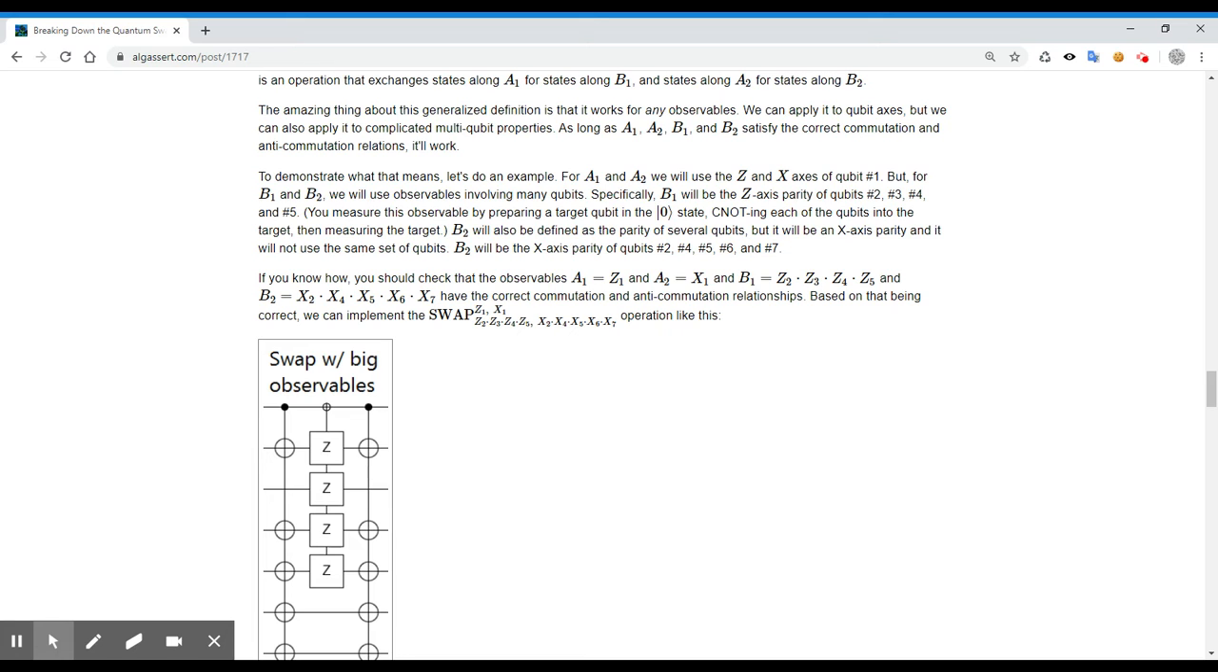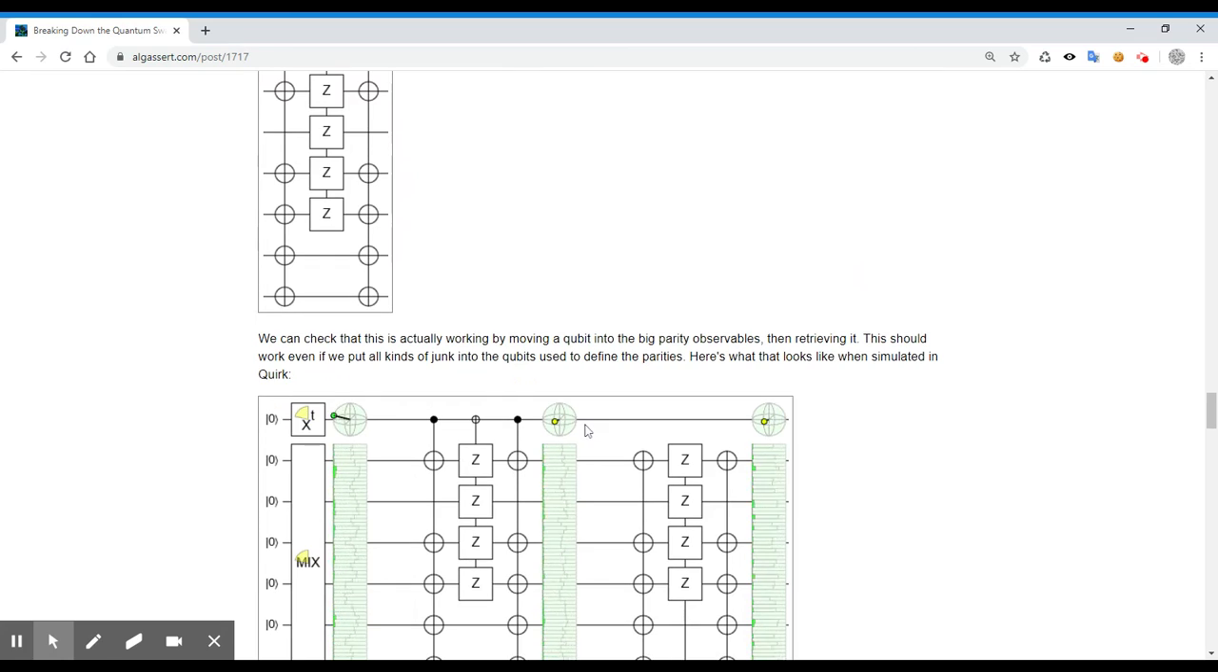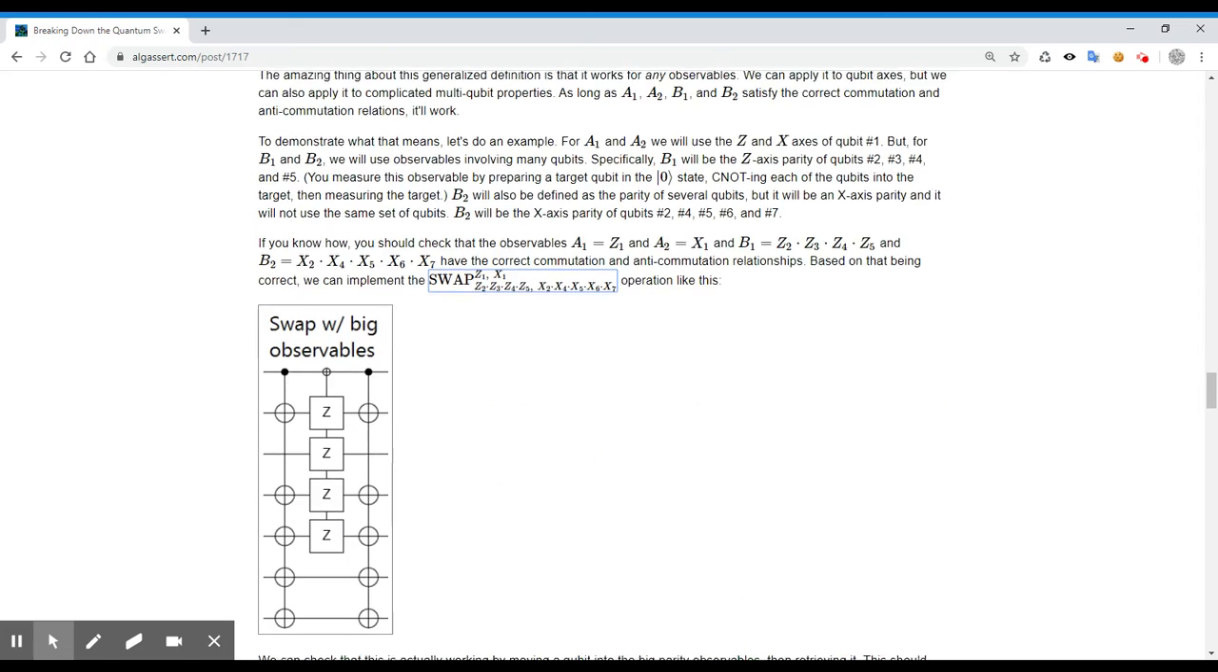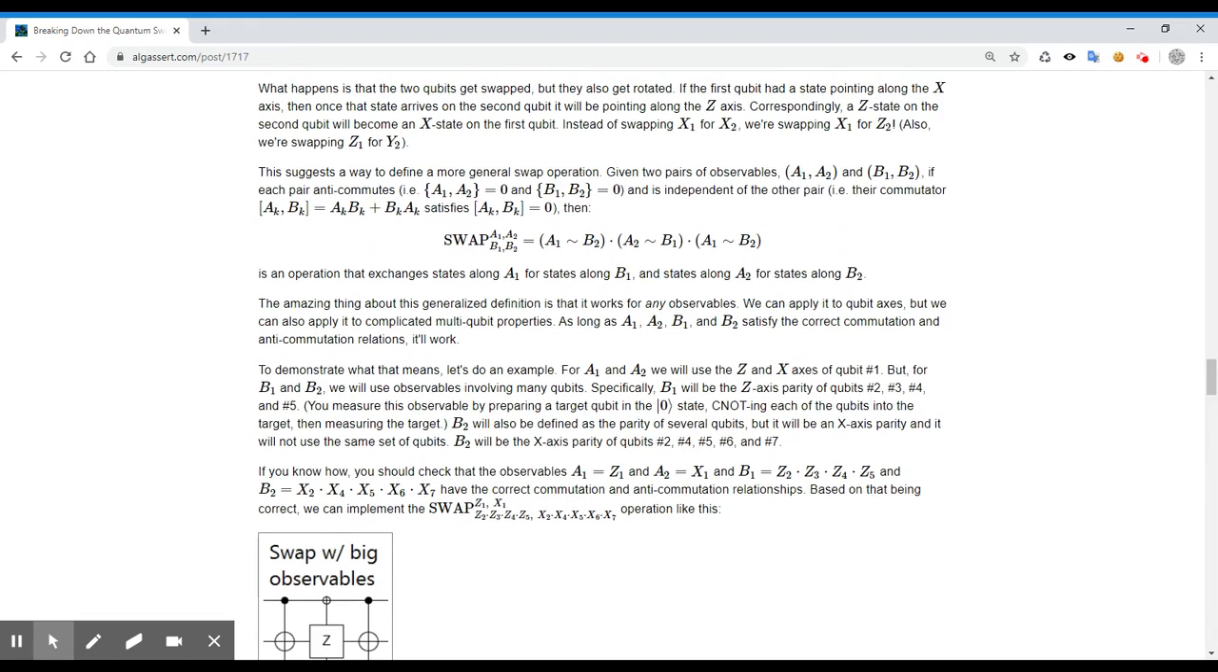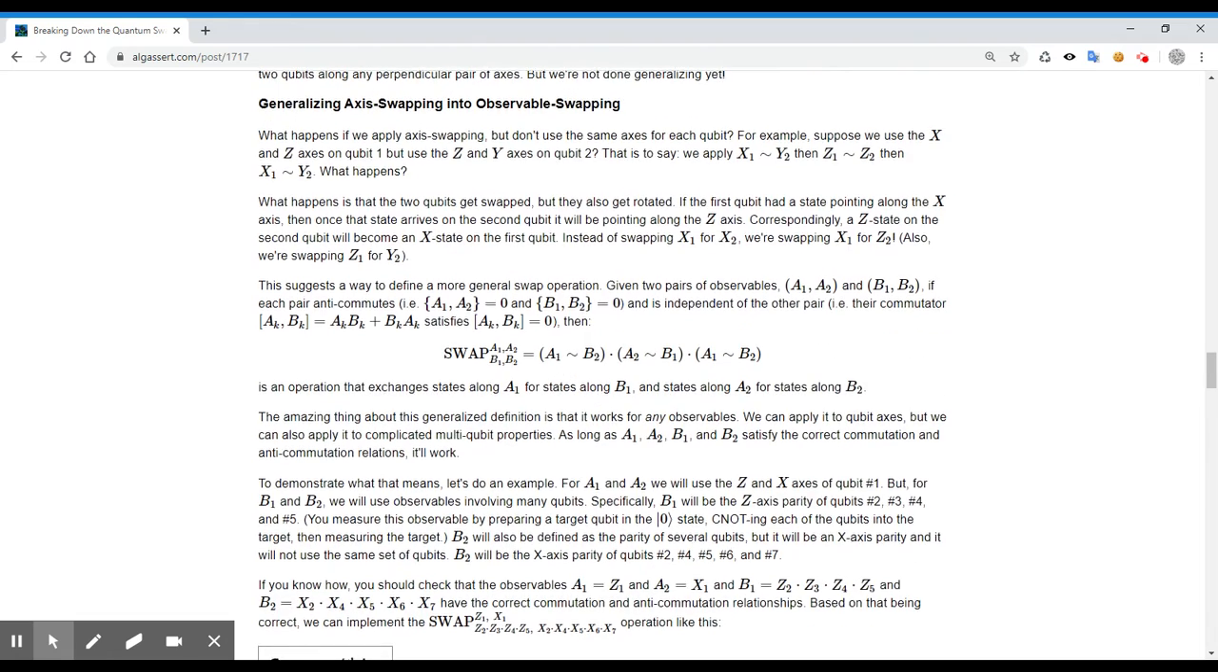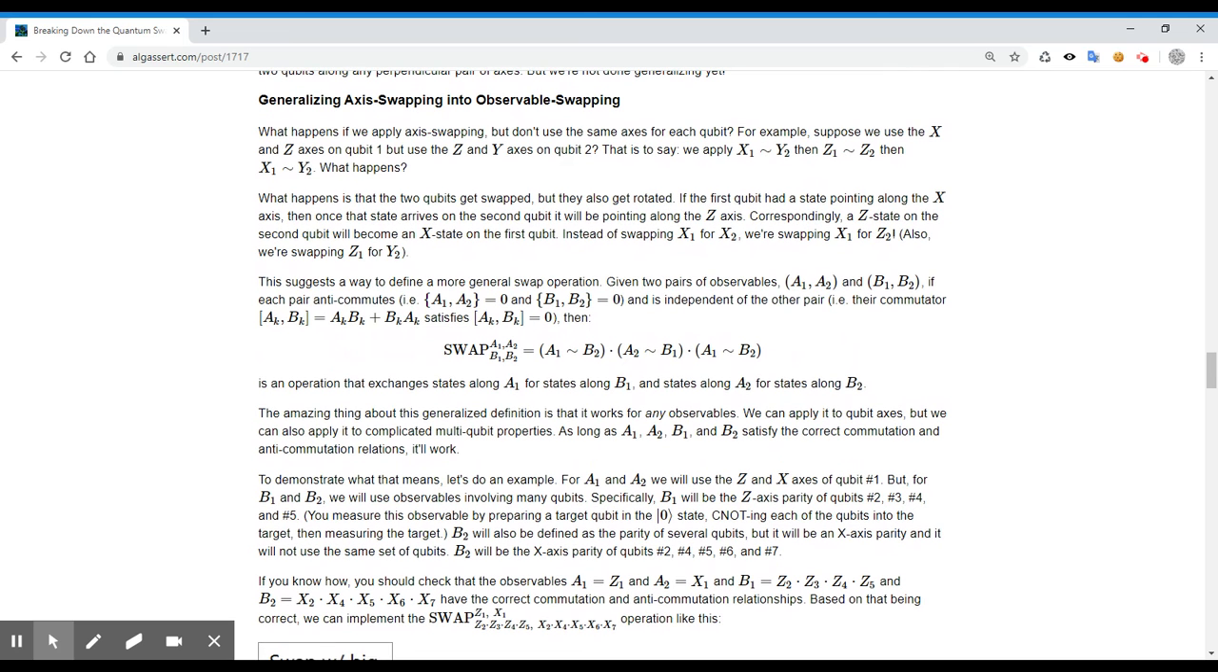Based on that being correct, we can implement the swap of... Okay, so oh my god, let me wrap my head around this. So basically, you're swapping observables. So you're swapping things you can measure. It's like you want to say, I don't know, I want to swap energy and position. I don't know.